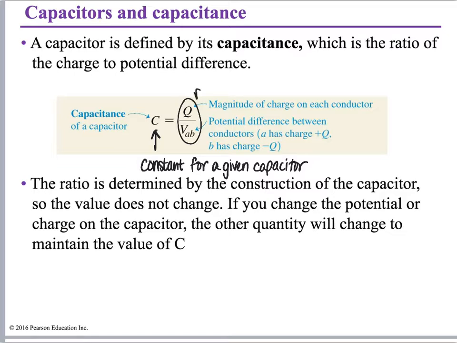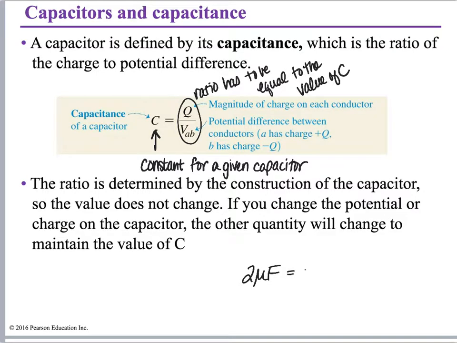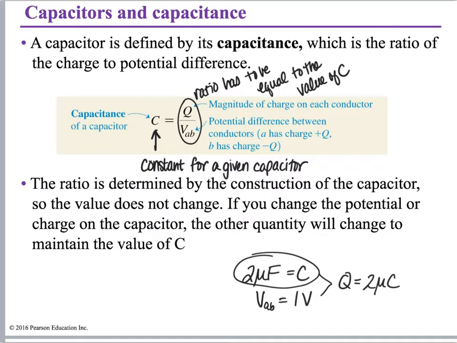And the ratio of these two quantities always will have to be equal to the value of C. So for instance, if you have a capacitance of, let's say, 2 microfarads, and then if you had a potential difference of 1 volt, that means that that capacitor can only store a charge of 2 microcoulombs, okay? You can't put any amount of charge on that for a given potential difference. The ratio always has to be equal to this.